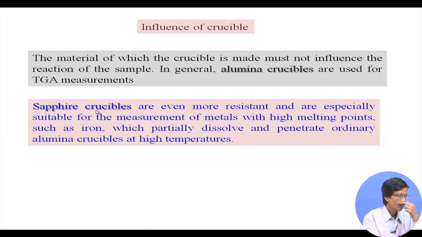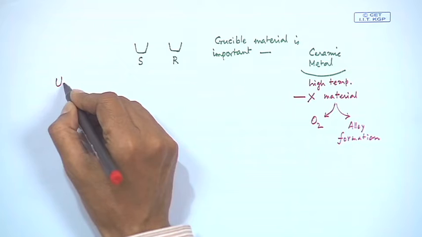Then you know that sapphire is a very good material, which can be naturally occurring or synthetically prepared. We know sapphire is a gemstone also. This particular material, which is definitely a costly one, is even more resistant compared to your alumina crucible. So, if there are some materials or some oxides which can react with alumina, they will not react with your sapphire crucibles, because the use of these crucibles is also very important.